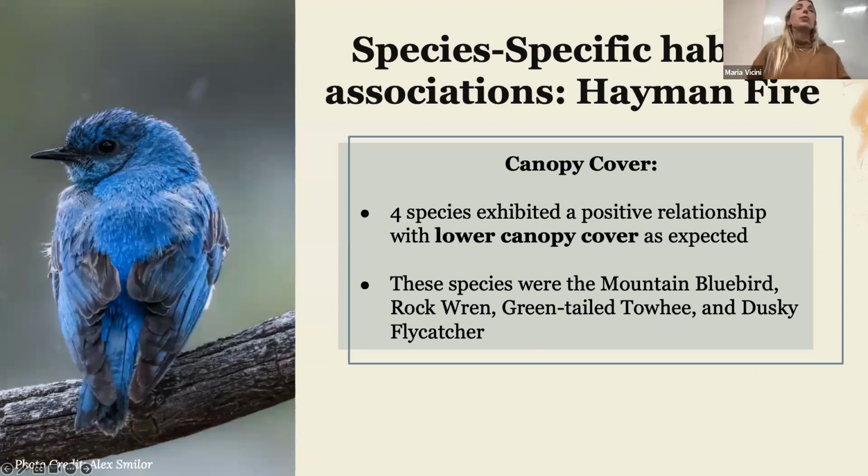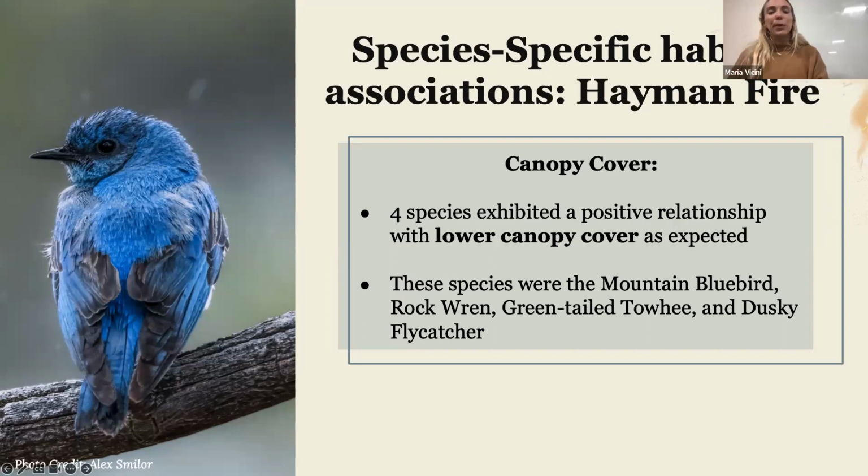At the Hayman Fire, some more species had negative relationships with higher canopy cover, and these were the mountain bluebird, the rock wren, the green-tailed towhee, and the dusky flycatcher. And you might be starting to recognize these species names, seeing them at the high severity sites in the NMDS ordination plot, for example.